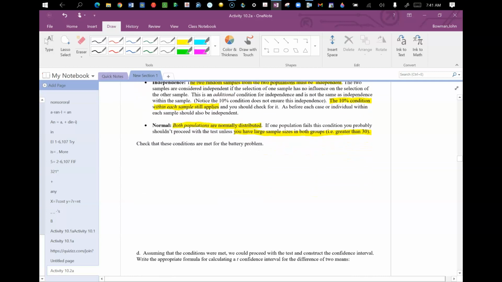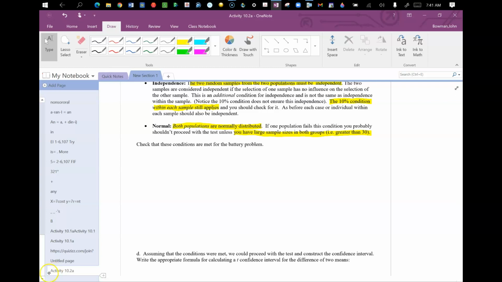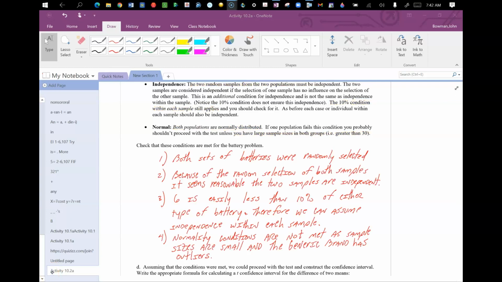So we are asked to check that these conditions are met for the battery problem. So we're going to go through these. If you go back and reread the details of the battery problem, you will see that both sets of batteries were randomly selected. So we meet that condition for both samples. Because of the random selection, I think it's reasonable to conclude that the two samples are independent of each other because they come from two different manufacturers.